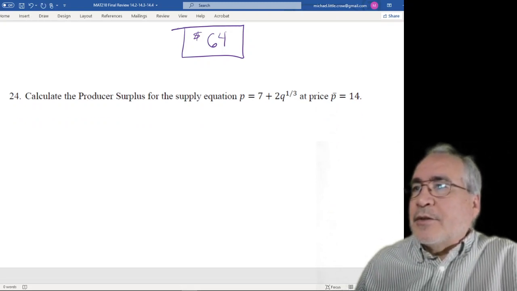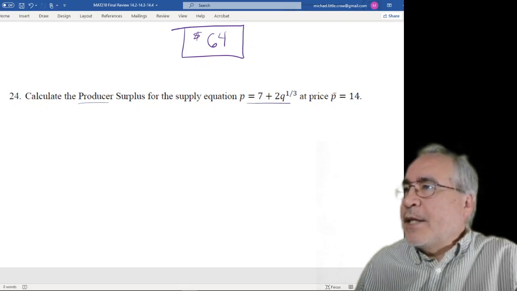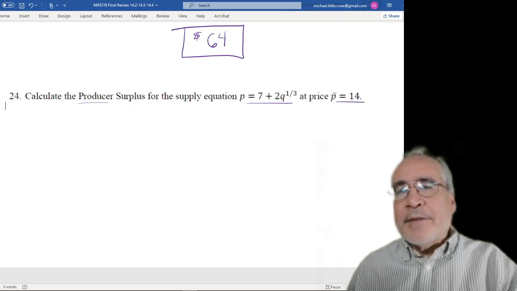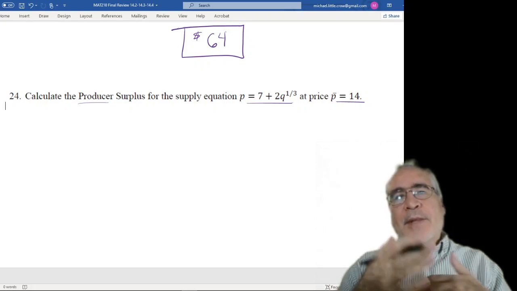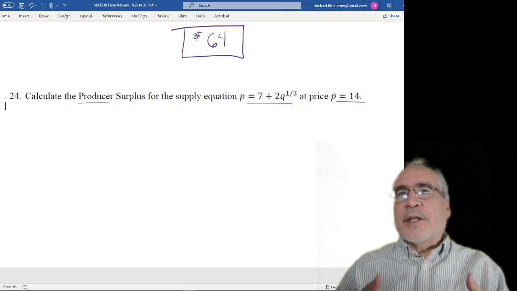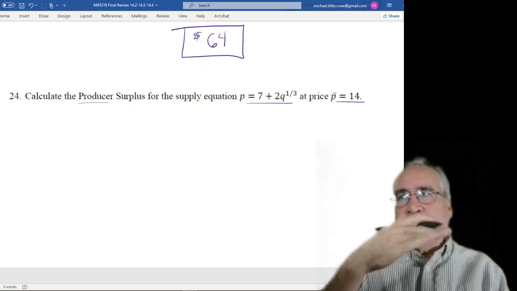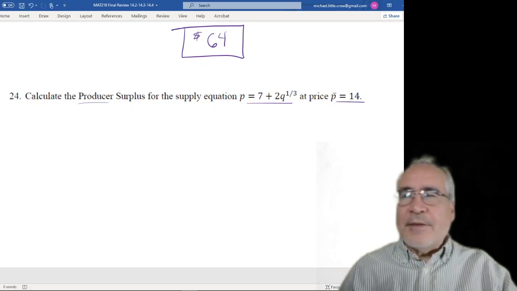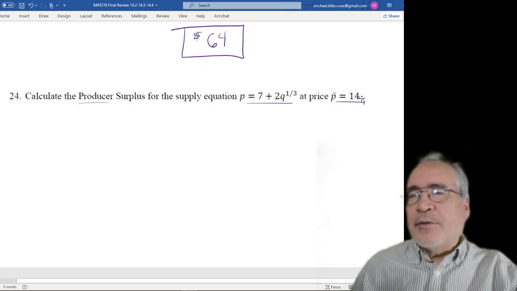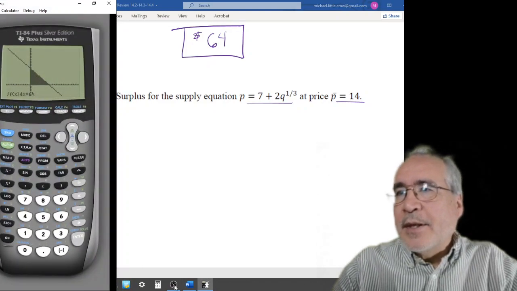So again, they want producer surplus, but we don't have to worry too much. We've got P equals this, and we've got a P prime of this. So what we're going to do is graph the two and see which one's on top. That will help us with the subtraction. If you remember producer surplus, the price we're offering is at a higher price, so that'll be on top. So we're anticipating to see P equals 14 on top, this graph below it, and then we find that intersection point again.